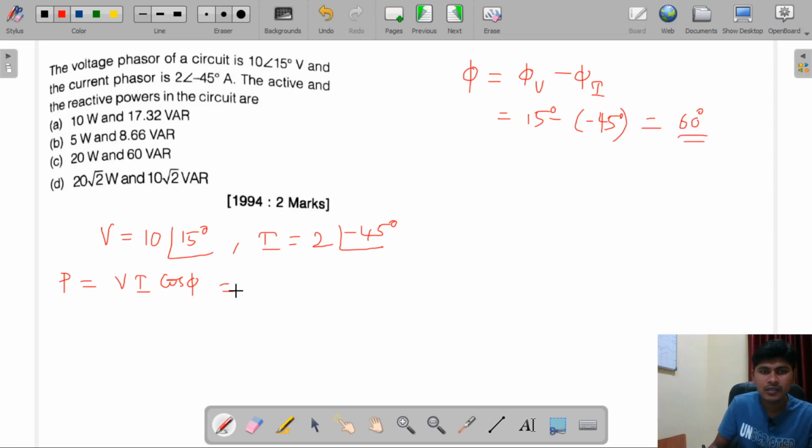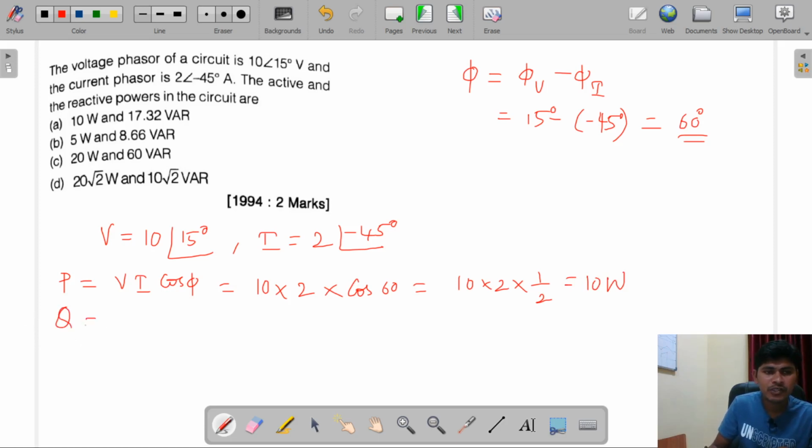V is 10, I is 2, into cos 60 degrees, which is equal to 10 into 2 into cos 60, which is 1 by 2. Then you are going to get 10 watts.